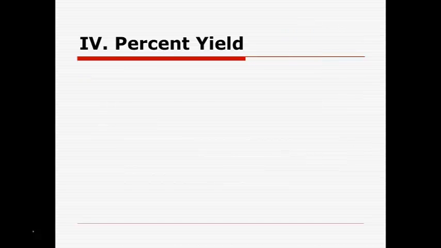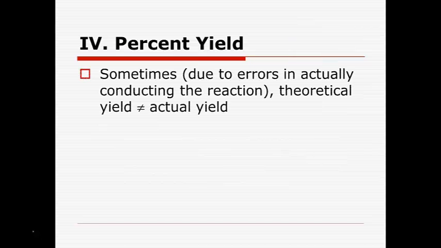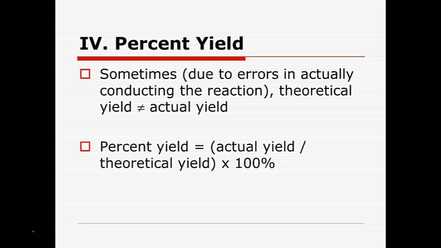Sometimes, due to errors when you actually do it, the theoretical yield does not equal the actual yield. In most cases, this is usually the case. So how do you figure out the percent yield? Percent yield, and you may want to write it like this, is equal to the actual yield divided by the theoretical yield times 100%.